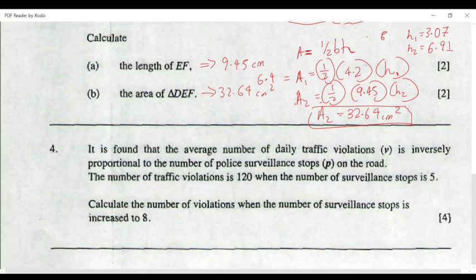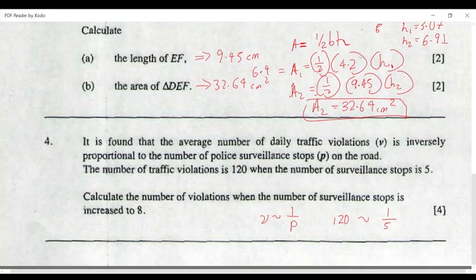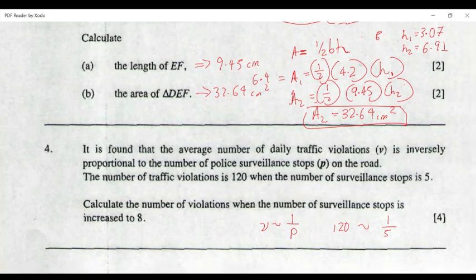4. It is found that the average number of daily traffic violations is inversely proportional to the number of police stops on the road. So it's 1 over P. The number of traffic violations is 120 when the number of surveillance stops is 5, related to this 1 over 5. So then calculate the number of violations when the number of surveillance stops is increased to 8.